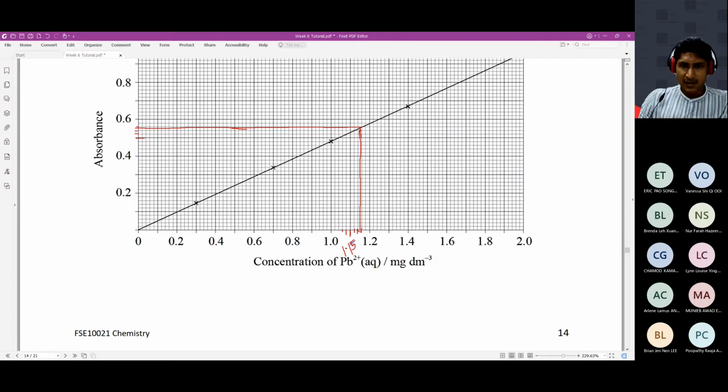The concentration is 1.15 in the concentrated solution, right? In the concentrated solution, this is 1.15 or something around that. Not 1.2 or 1.18. Let's say 1.16, around that should be okay.